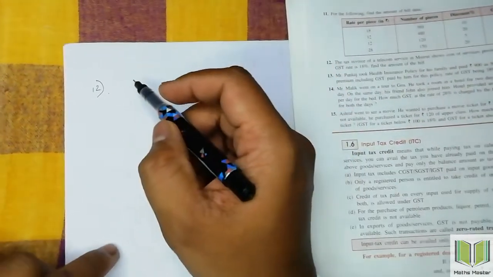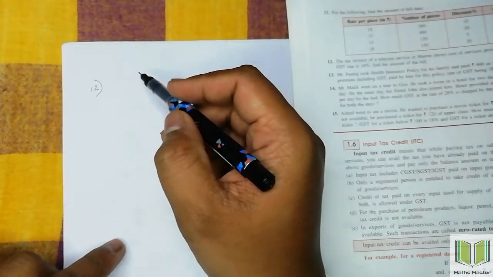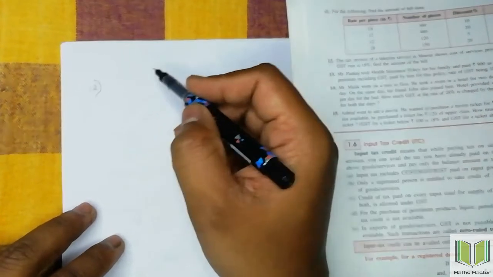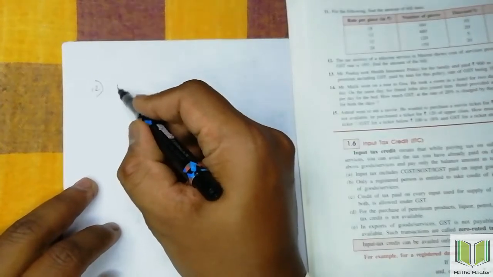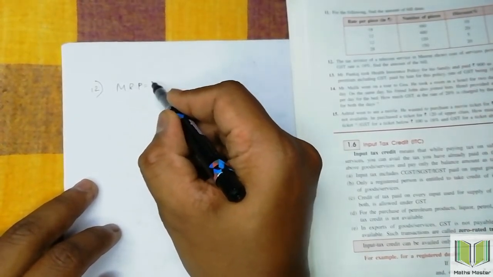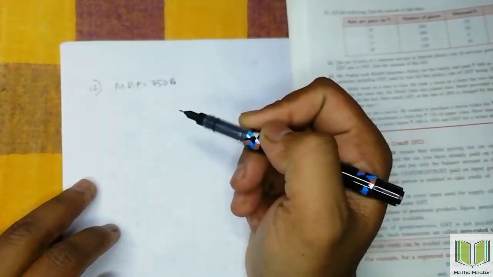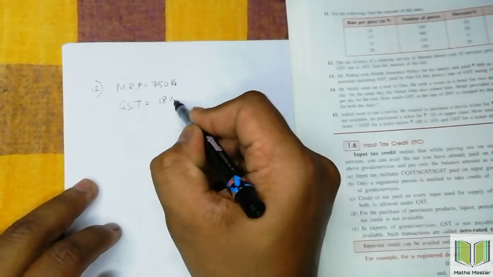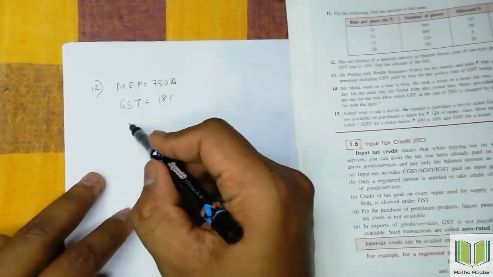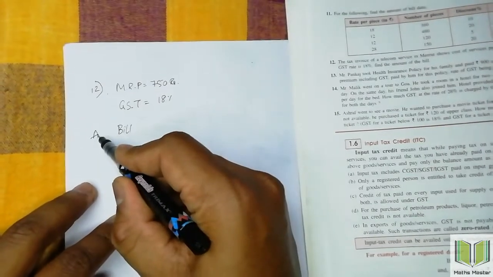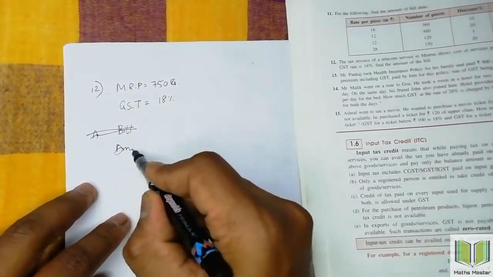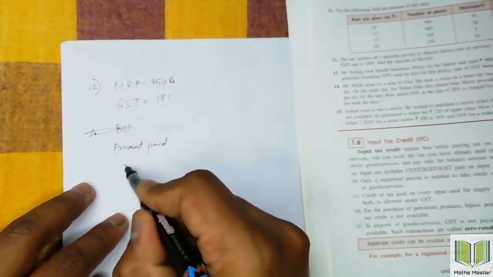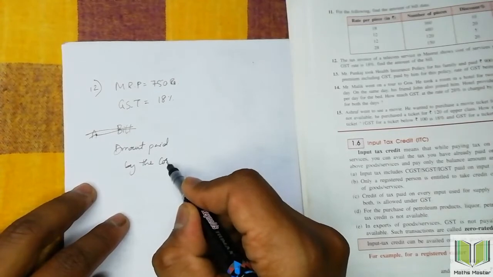Alright guys, going on to the 12th question. They have given the tax invoice of a telecom service in Meerut shows cost of service provided by it is 750 rupees. So it means MRP will be equal to 750 rupees. If the GST is 18%, find the amount of bill. So the bill, in other words the amount paid by the consumer or customer, you can take it either way.